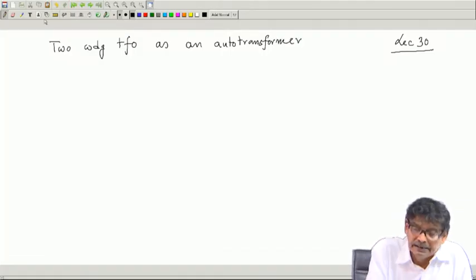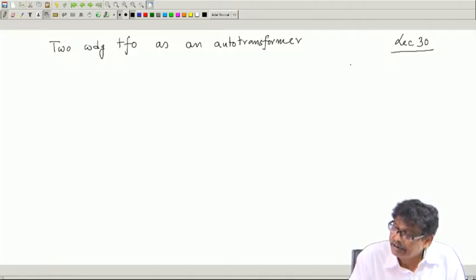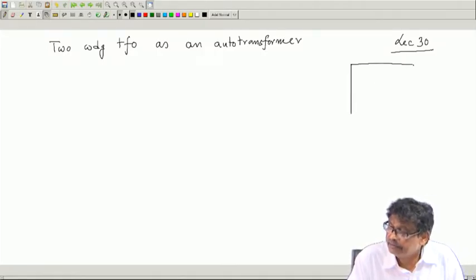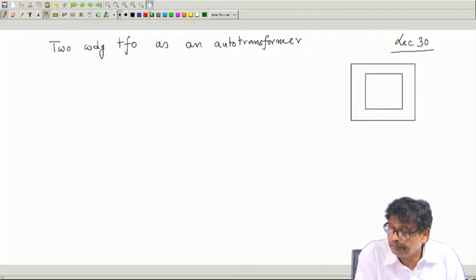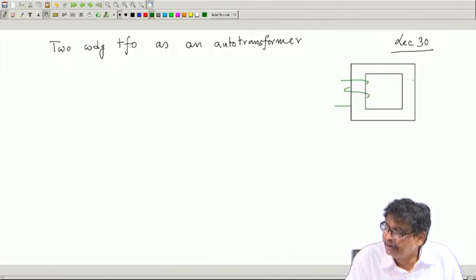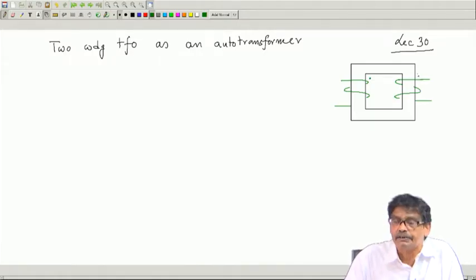Remember any two winding transformer, it is like this. And I was drawing the primary winding this way. They are separate coils, is it not? This is the thing, and we know from the winding sense these are the polarities.